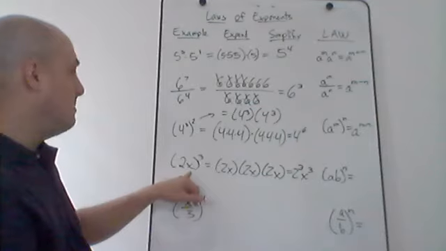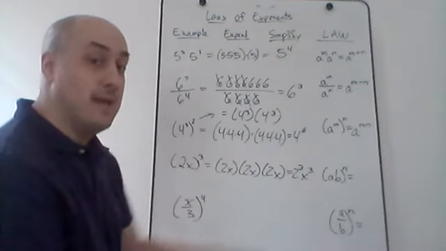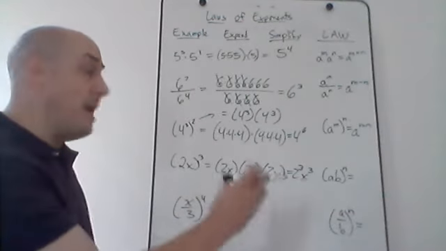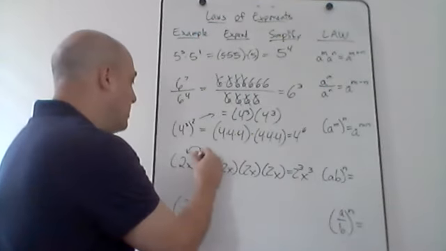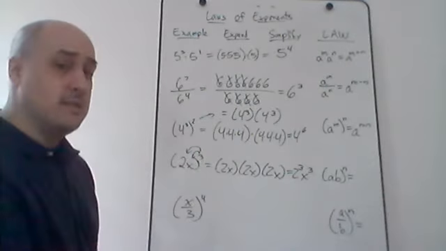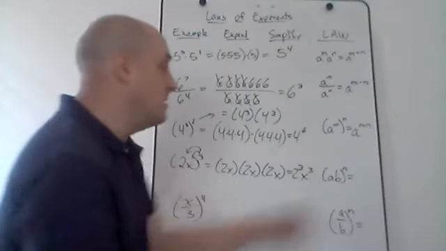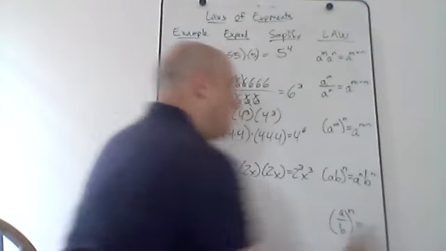Right, so (2x) raised to the third power is equal to 2 to the third power times x to the third power. When you have multiplication within parentheses and a power on the outside, you can distribute that exponent to the stuff that's inside the parentheses. If I have (a times b) raised to the nth power, that gives me a to the nth power, b to the nth power.